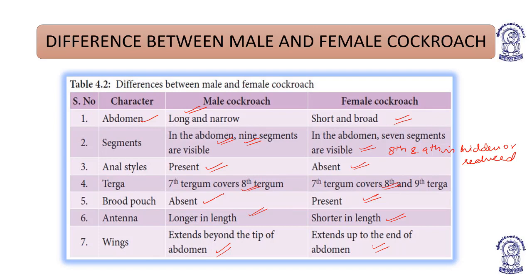Seventh tergum covers 8th tergum in case of male, in females it covers 8th and 9th. Anal style is absent in case of female, it is present in males. Okay. In case of males, all abdominal 9 segments are visible. In case of females, only 7 segments are visible. Abdomen long and narrow in male. In females, the abdomen is short and broad.